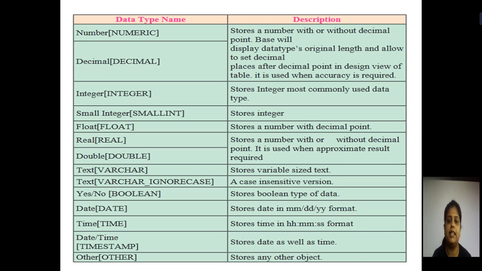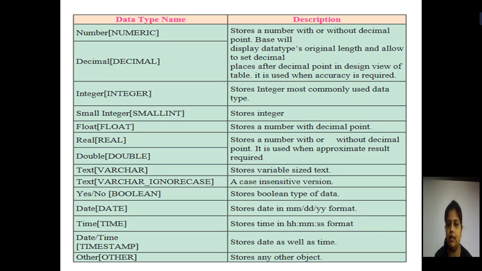Okay, the next data type is integer. This integer data type is mostly used to show the common data types which are used, that are stored by using this integer. The next is small int. Now small int is also used to store the integer value, whereas float is used to store a number with a floating value, that is a number with a decimal point is stored by using the data type float.